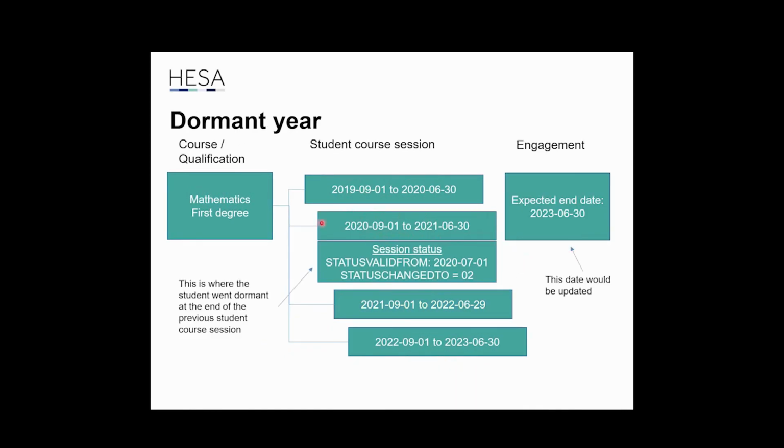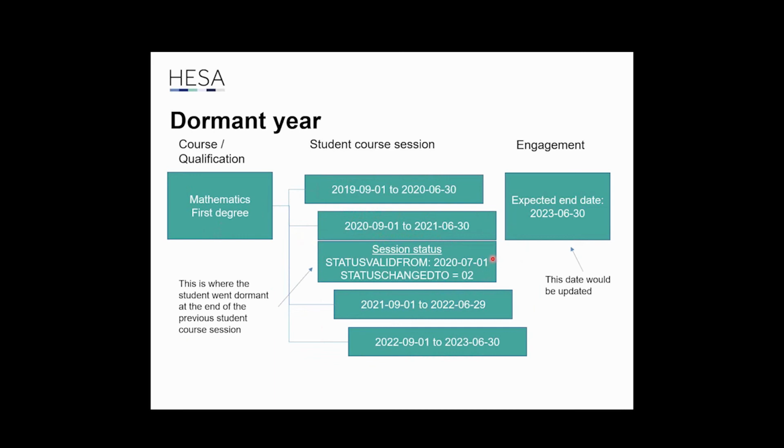So again, we've got a maths first degree. They've got 4 student course sessions, because in the second year, the student has gone dormant. What has happened is the student has come for the first year. The provider thought they were coming back, but they didn't, and they're returning a student course session to say this student has actually now gone dormant. So the status change 02 is the dormant code there.